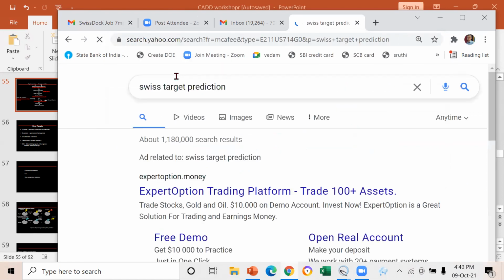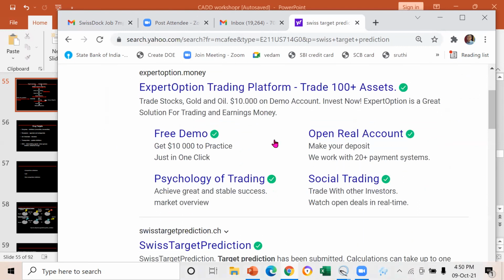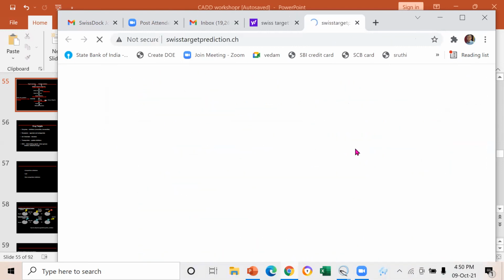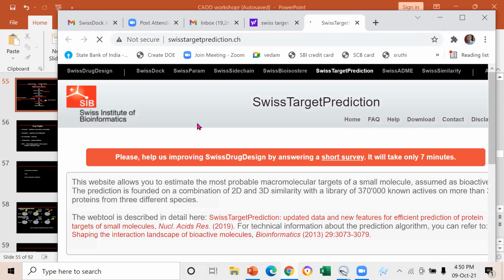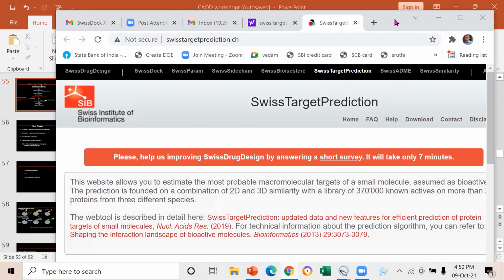So you have designed a new molecule. You want to know what the possible targets of that molecule are, and whether it has any side effects. It's called Swiss Target Prediction. So we give a structure, and it will predict the target.